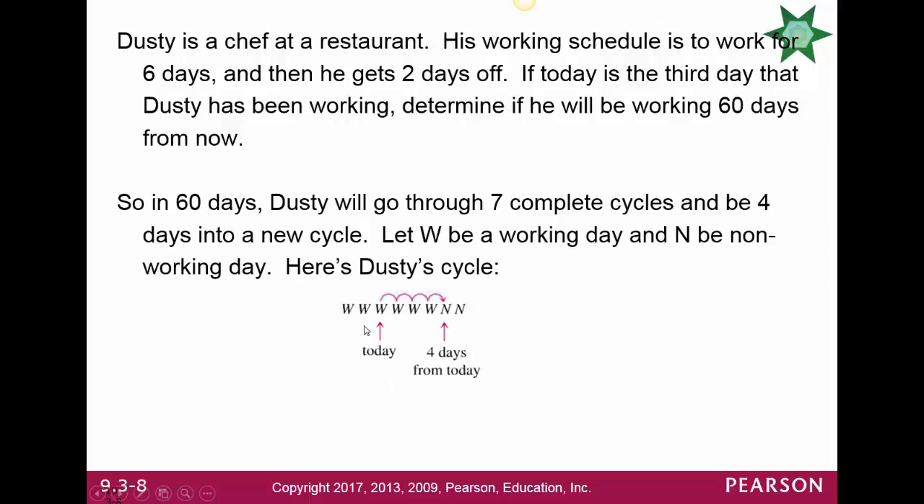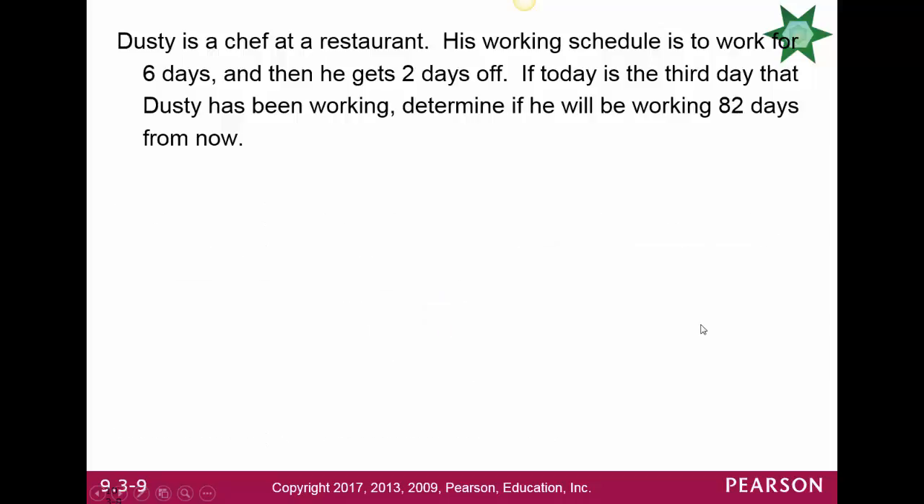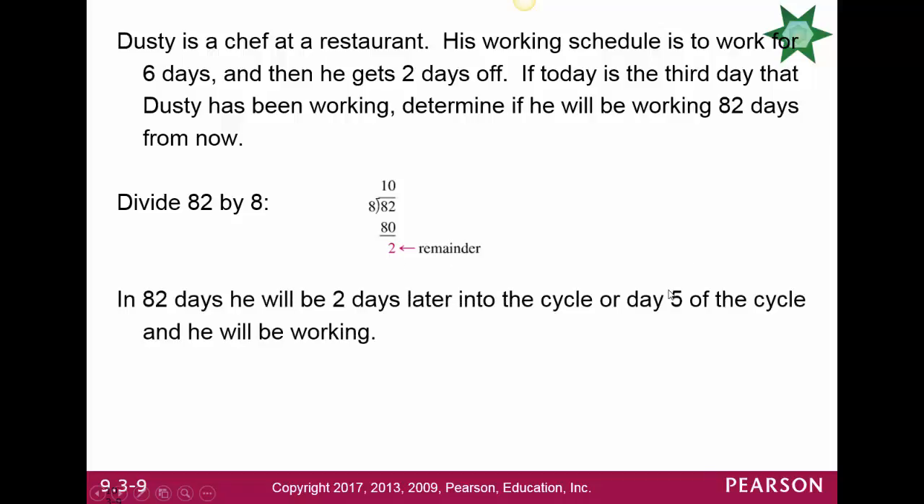And here's his cycle. Remember, he works 6 days and then he's off for 2 days. And they told us that today is the 3rd day in his cycle, and so we're going to move ahead by 4. And so in 4 days ahead, he would not be working. Now we want to know if he'll be working 82 days from now. So again, divide 82 by 8 to get 10 with a remainder of 2. So again, if we look 2 days later in his schedule, he's on day 3, he would be on day 5, and he would still be working.